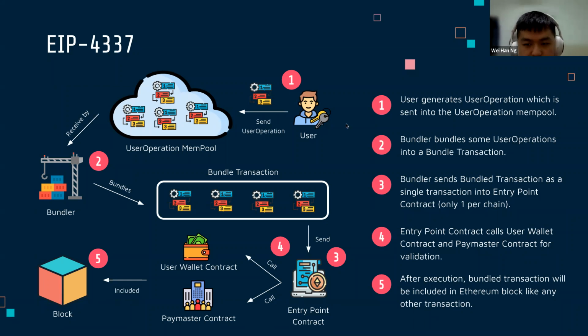You have 5 steps, right? You have the user sending a user operation to the mempool. The bundler will bundle it into a bundle transaction and send it to the entry point contract. The entry point contract will call the user wallet contract and the paymaster contract, and then this transaction will be included in a block like any other normal transaction, right? So yeah, it looks simple, but I believe it's very hard to implement.